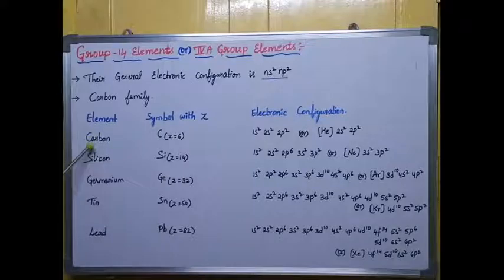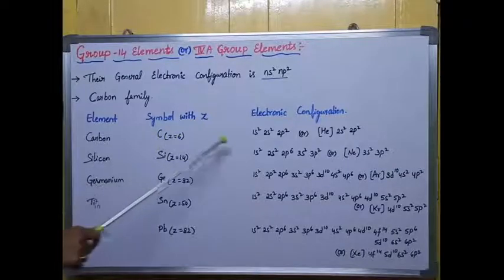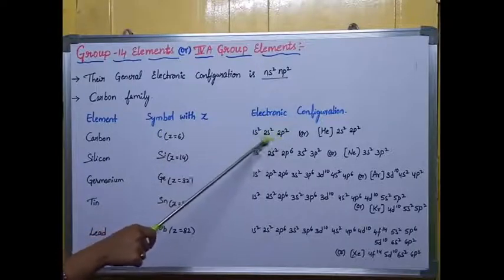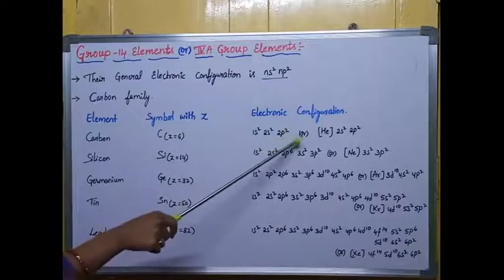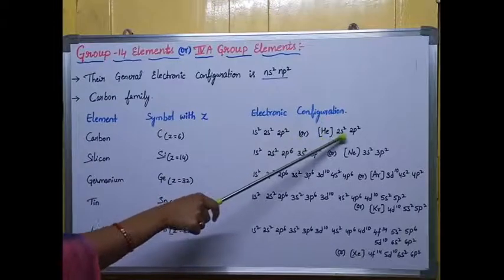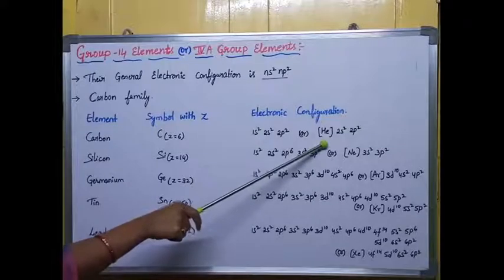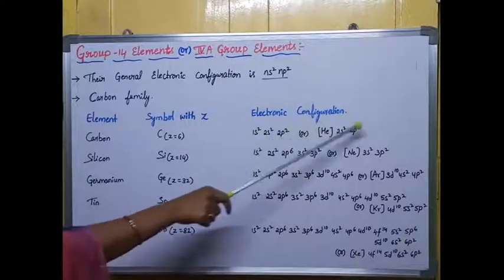So we have carbon first. Carbon has atomic number 6. If I fill the electrons in various orbitals, we get 1s2, 2s2, 2p2, so you get the valency 4. Otherwise this can be written as helium 2s2, 2p2. Here the 1s2 is the helium electronic configuration.